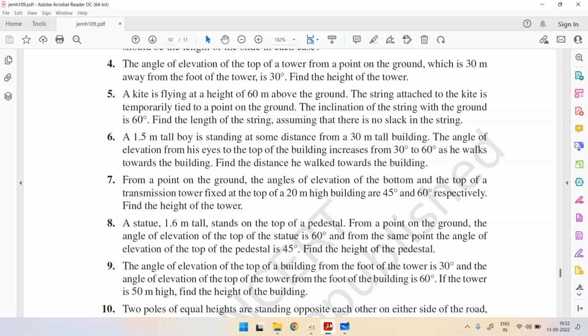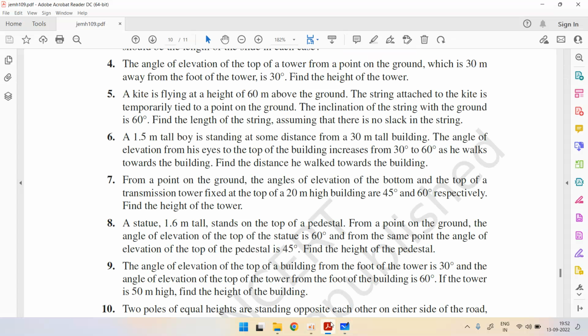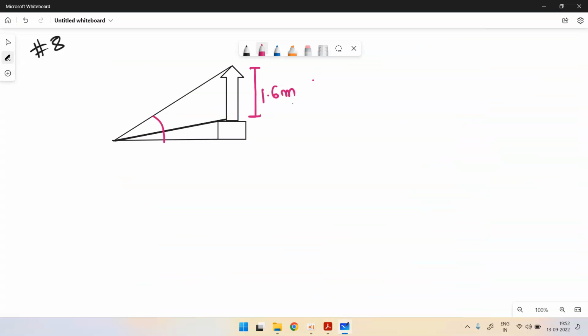This is a 1.6 meter tall statue. This height is going to be 1.6 meters, and the angles of elevation are 60 degrees and 45 degrees. So this is my 60 degree, this is my 45 degree. This is ground, it's pointed at ground, and this is the height of the pedestrian. This you need to find. You don't need to find this.